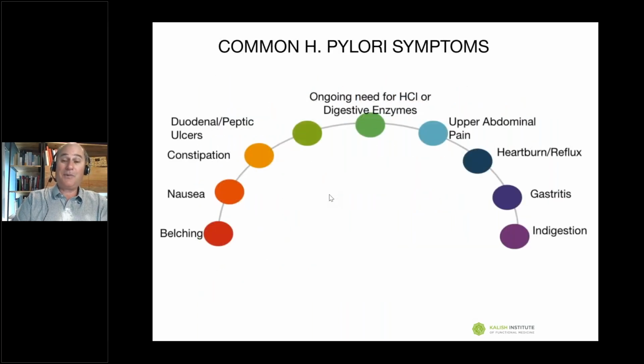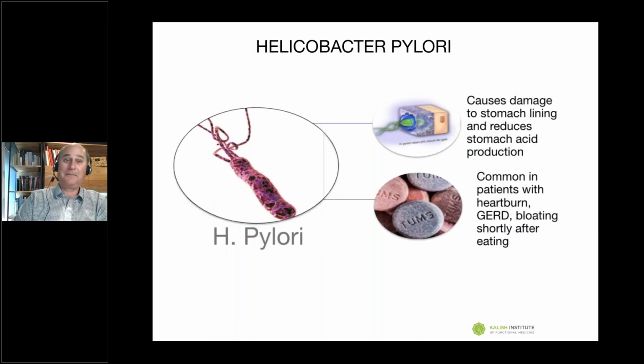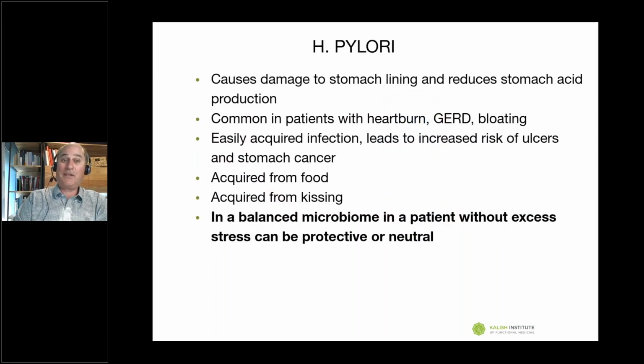So common symptoms, this is the obvious stuff, but everybody knows that. It causes upper GI symptoms, but that's not what we're really interested in. That's what it looks like. It causes damage to the stomach lining. There's a really important document you might want to read sometime, which is the Nobel Prize. The Nobel Prize was given to researchers who discovered that H. pylori causes ulcers in about 90% of the cases.